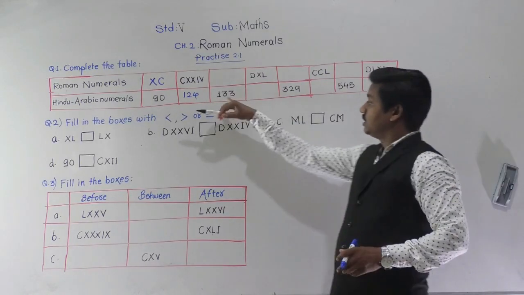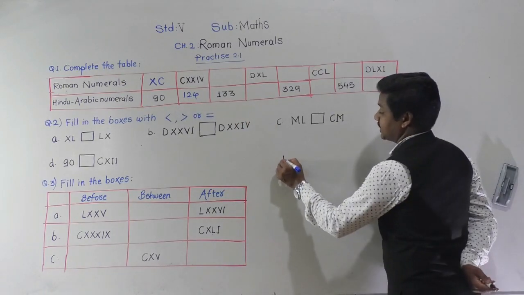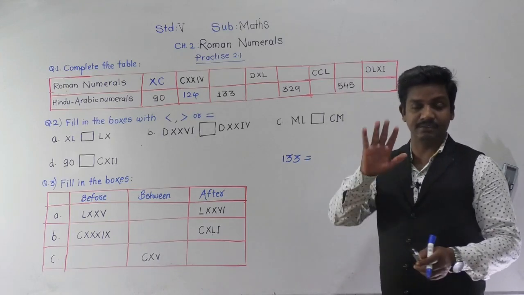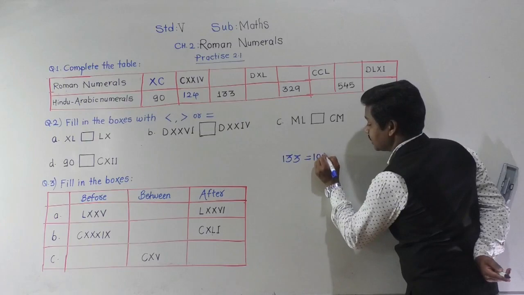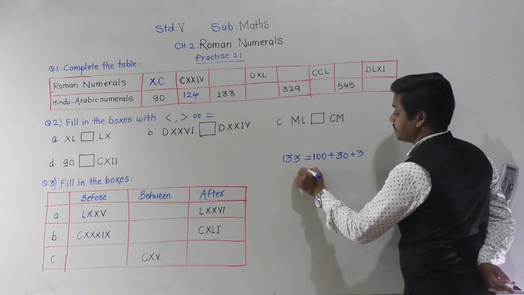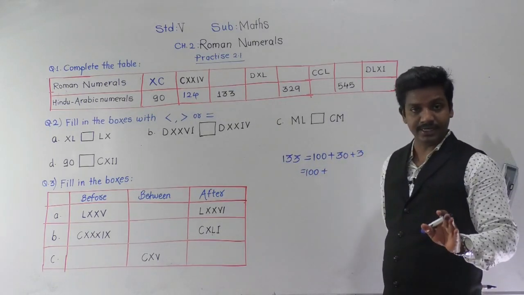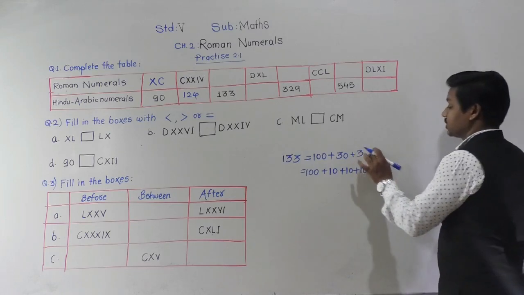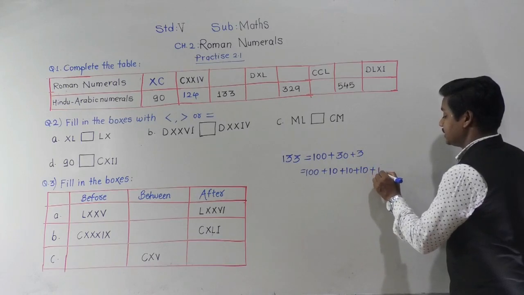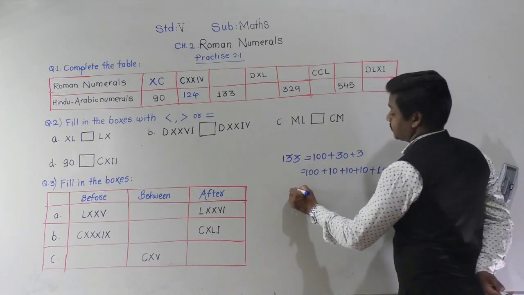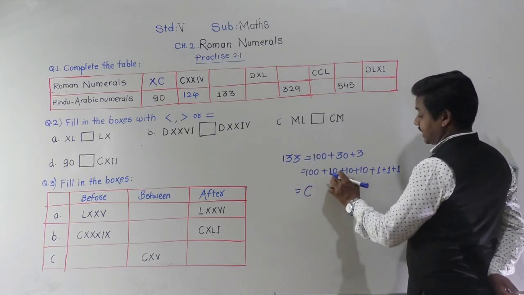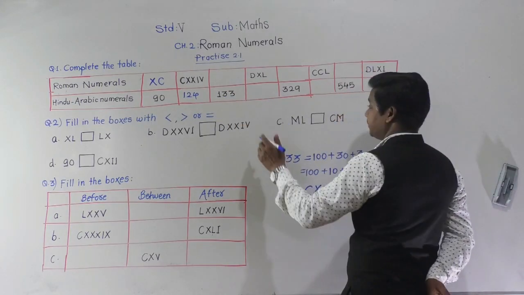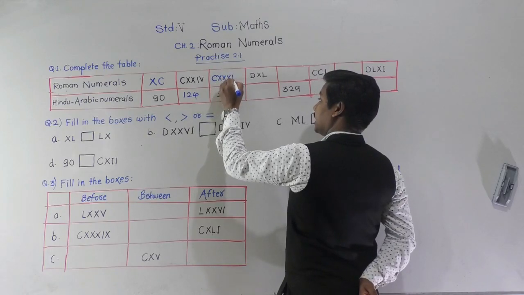Let's see next. Here Hindu Arabic numeral is given, that is 133. So first of all, we need to split it into the symbols of Roman numerals we have seen, the seven symbols. So 133 means 100 plus 30 plus 3. For 30 we don't have a symbol, right? So again we need to split the 30, that is 10 plus 10 plus 10, and for 3 also we don't have a symbol, so we split it this way, 1 plus 1 plus 1. Now see, for 100 we have C, for 10 X, X, X, and for 1 I, I, I. So for 133 we have C, X, X, X, I, I, I.